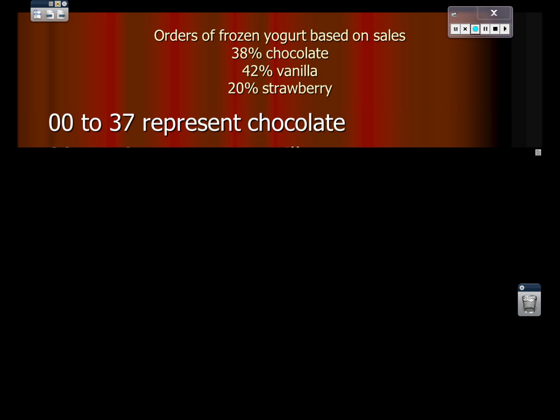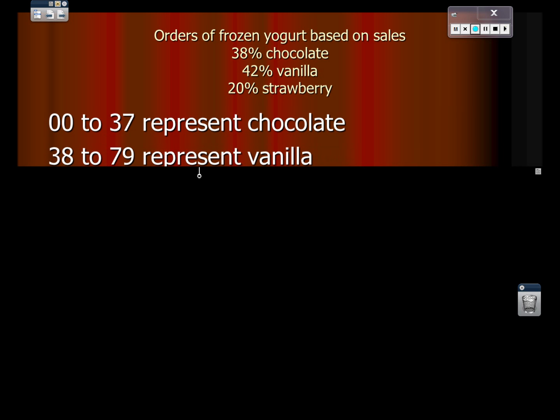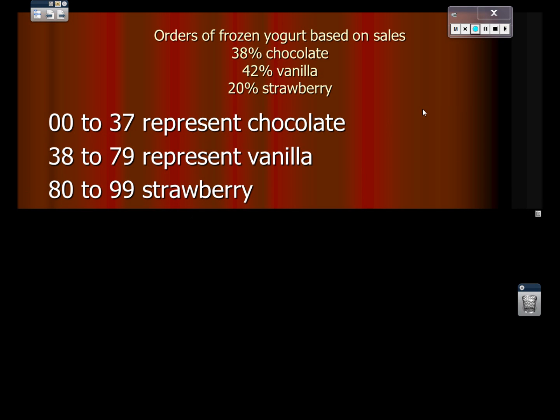I'm going to let the numbers 00 to 37 represent chocolate. Again, that's 38% of the numbers. Don't forget, 00 is a number, so I have 38% of the numbers from 00 to 99. I'm going to let 38 to 79, because that's 42% of the numbers, represent vanilla. And 80 to 99 represent strawberry, since that is 20% of the numbers.